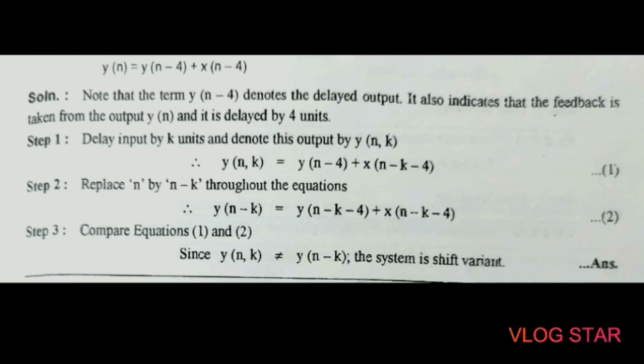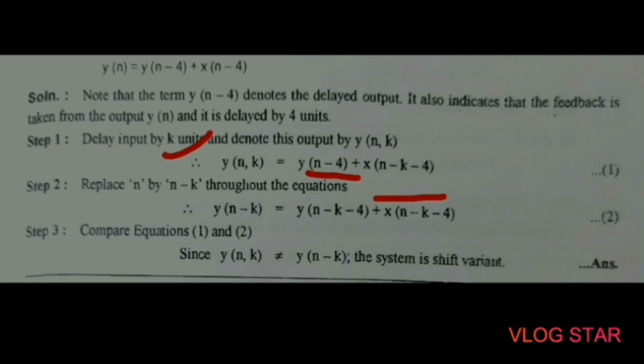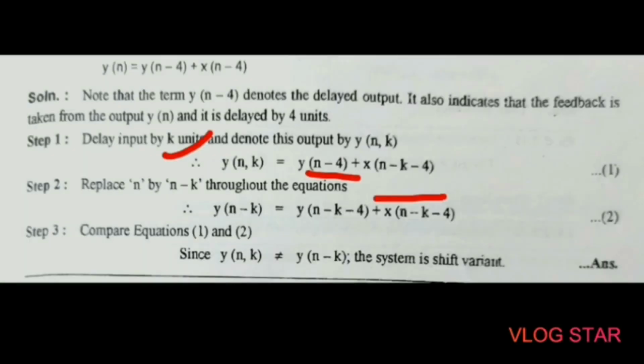again we are going to solve here one problem based on it. Y of n is equal to y of n minus 4 plus x of n minus 4. Again perform the same procedure. Calculate first y of n comma k value, which is equal to y of n minus 4 as it is, plus x of n minus 4 minus k. Okay, in next step, replace that n by n minus k throughout the equations.